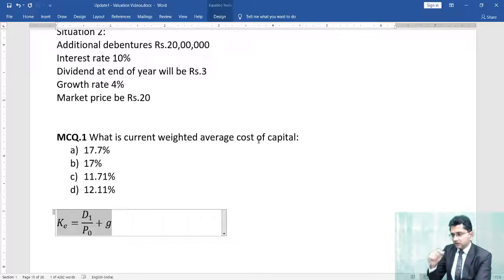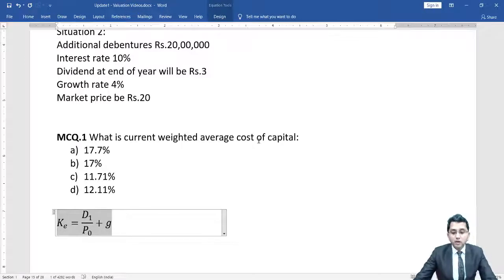Here I would like to tell you one interesting thing: P0 is dependent on D1, KE and G. But looking at this formula, some people have an impression that cost of equity is dependent on D1, P0 and G. No, no, no, not at all. P0 is dependent on D1, KE and G, but KE is not dependent on D1, P0 and G, sir. This is just a reverse calculation. This is not the original formula for cost of equity.